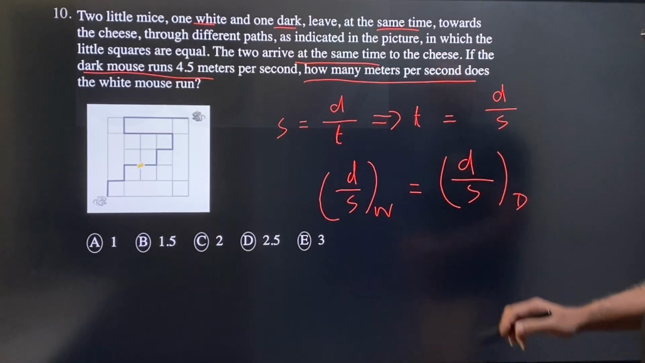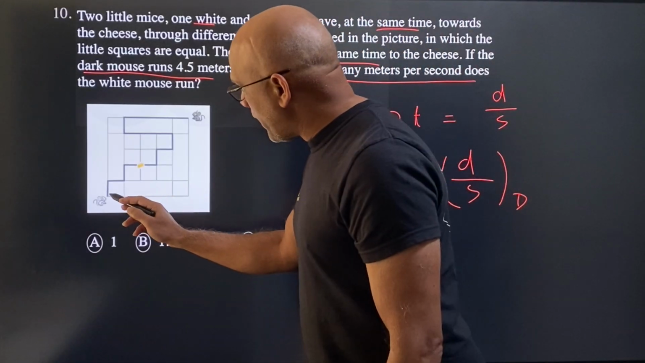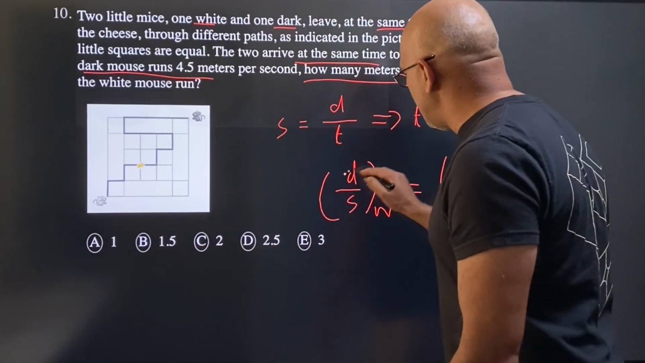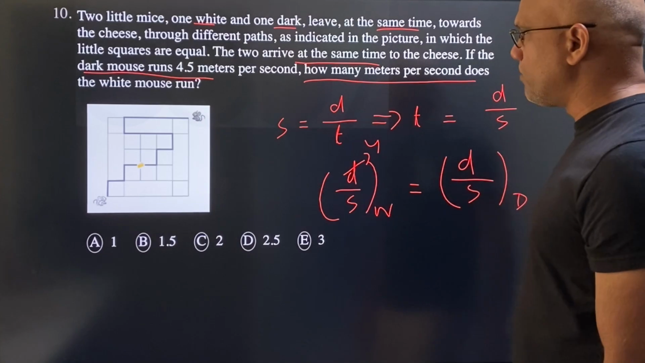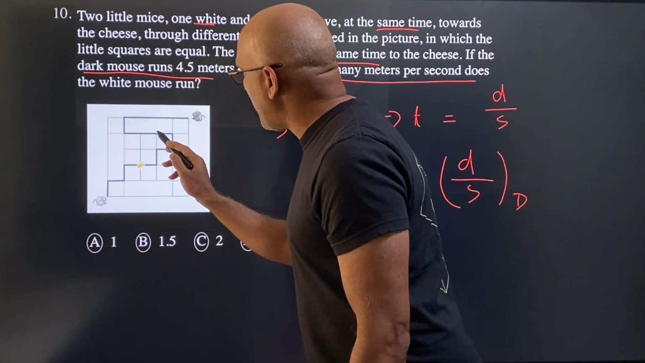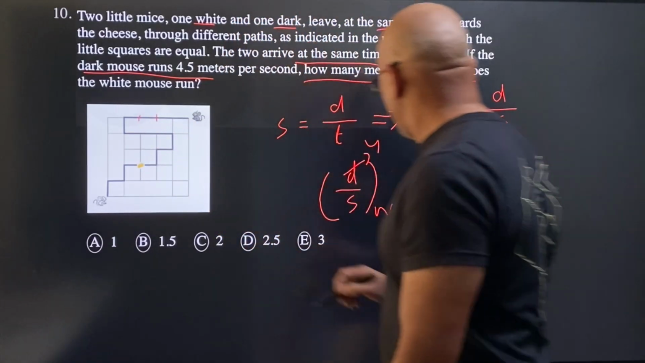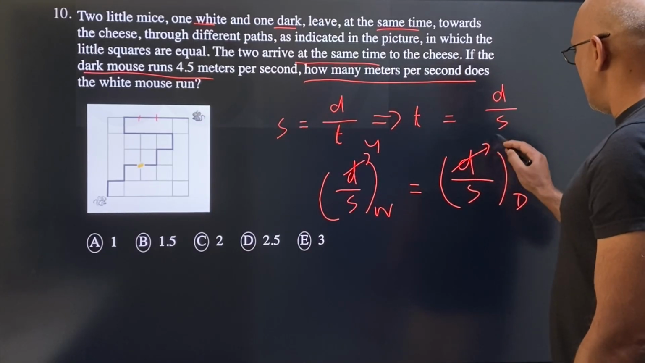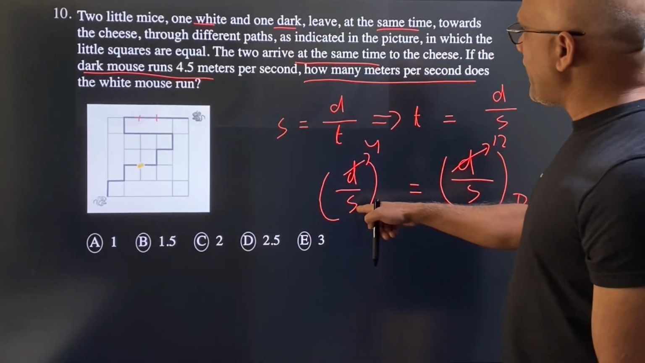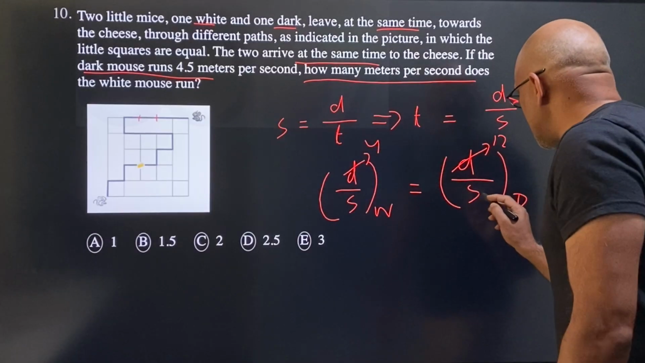Okay. Now, what is the distance? Let's check for the white mouse. It has to be 1, 2, 3, 4 units. So D is 4 units for the white mouse. For the black mouse, it is 1, 2, 3, 4, 5, 6, 7, 8, 9, 10, 11, 12. So this is 12 for the dark mouse. And I know the speed for the dark mouse is 4.5.